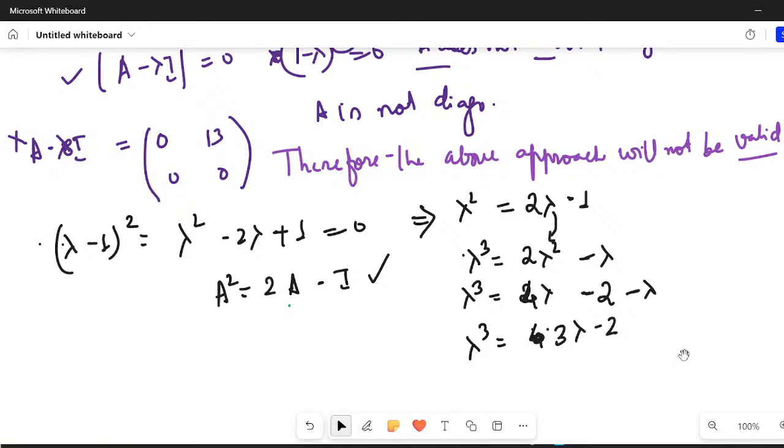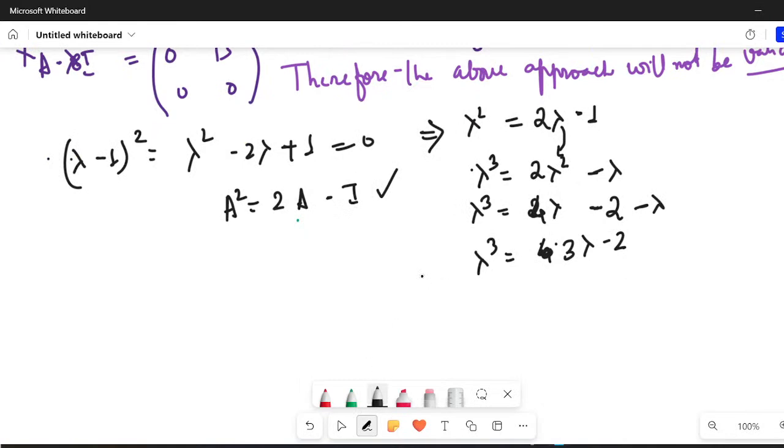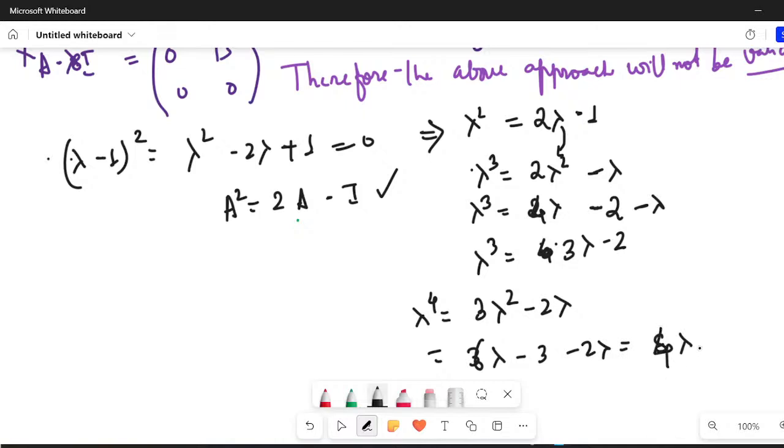What do you think lambda 4 would be? Just inductively I'm trying to create some sequence kind of thing. So lambda raised to power 4 would be equal to 3 lambda square minus 2 lambda, and it would be 3, so it is 6 lambda minus 3 minus 2 lambda, so it is 4 lambda minus 3.